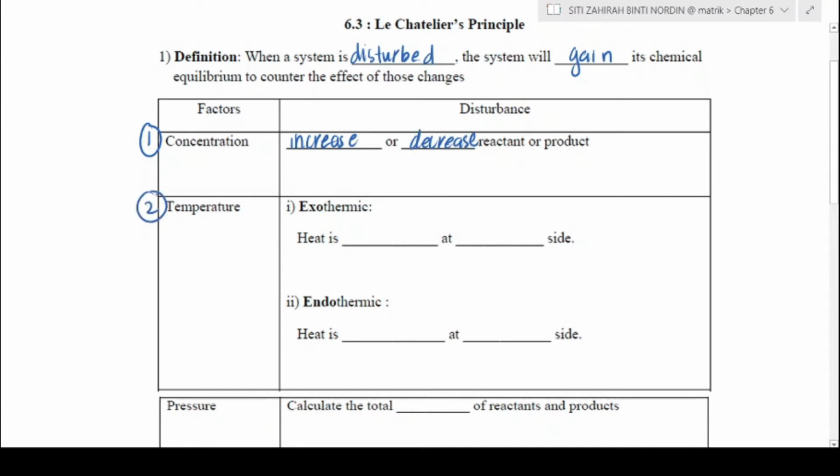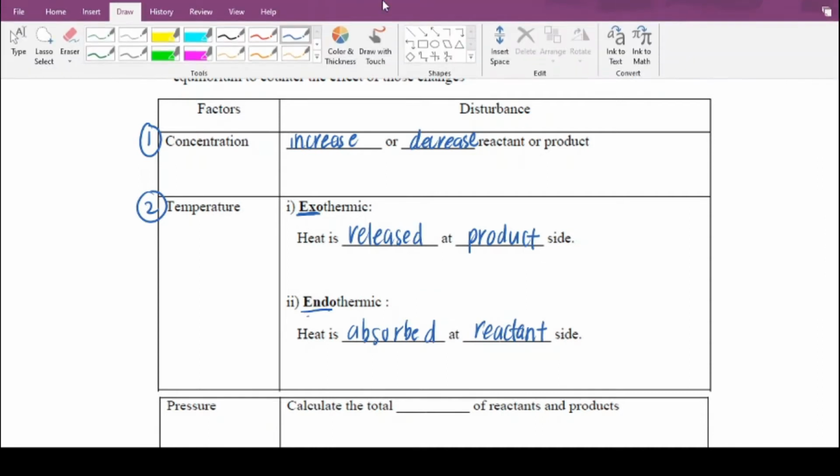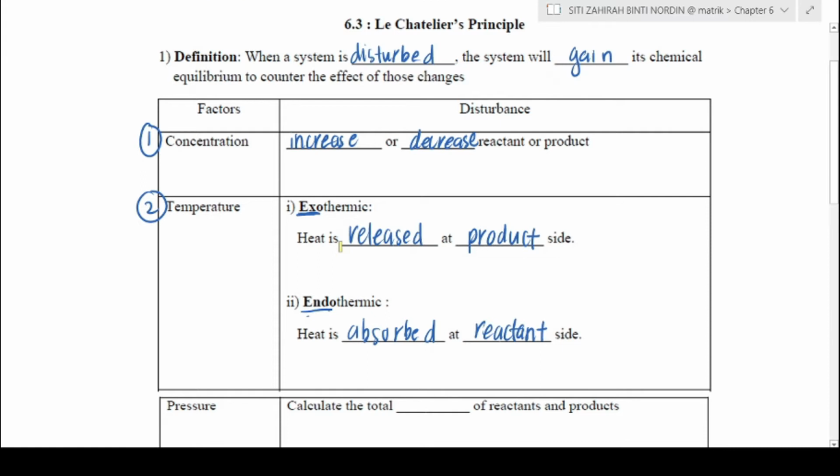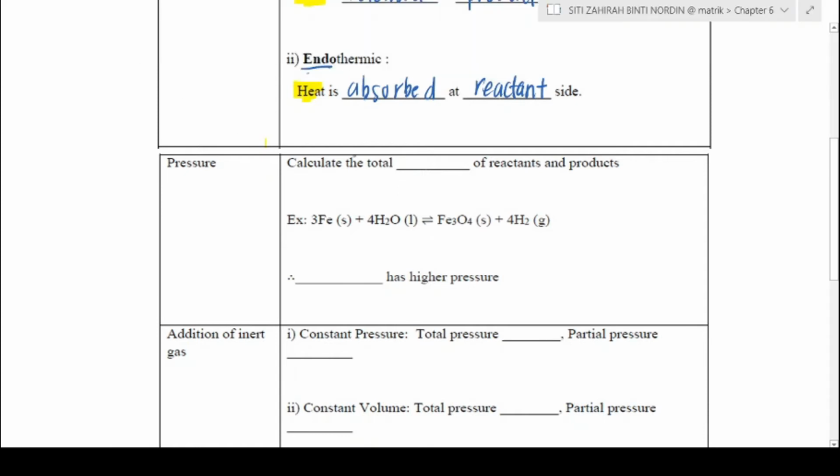The second is temperature. For exothermic, heat is released at the product side. For endothermic, heat is absorbed at the reactant side. Just be careful, guys, that when we are talking about exo or endo, we are talking about heat, not energy like in physics.